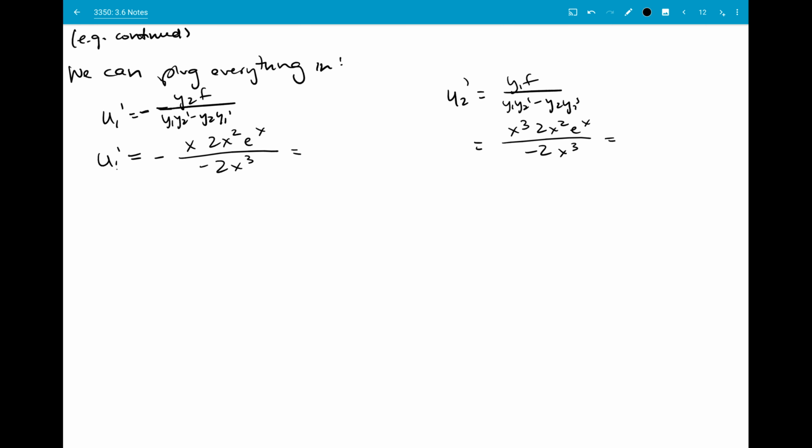So actually, I'll just keep going down the line. Hopefully I don't take up all the space doing this. So let's go ahead and start trying to cancel some stuff out. So I've got x times x squared on top, that's x cubed, and x cubed on bottom. So those are going to cancel out. Actually, I'll just kind of cross them out. And these 2's cancel out, and these minus signs cancel out. So I'm just going to be left with e to the x on u1 prime.